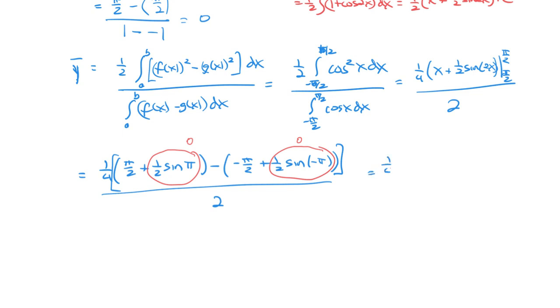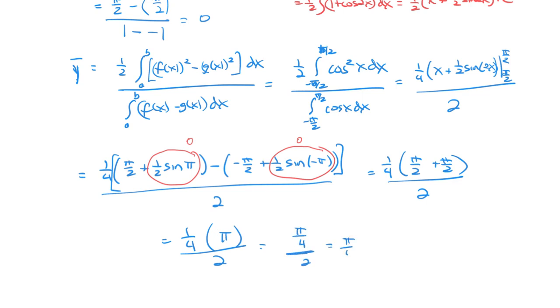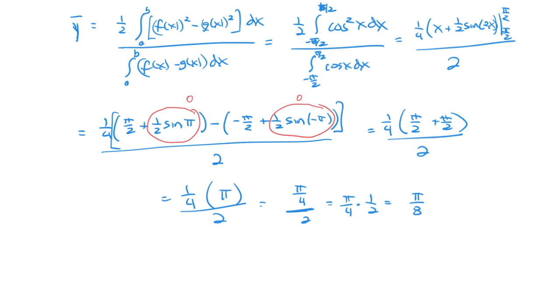So what we get on the top is 1/4 times pi over 2 minus negative pi over 2, which means plus pi over 2, with the 2 down here. So that's going to be 1/4 times pi, which is pi over 4, divided by 2, which is the same as pi over 4 times the reciprocal of 2, which gives us pi over 8. So that's y bar. That means the center of mass is going to be (0, pi over 8). Remember, center of mass is a point, right? It's got an x-coordinate and a y-coordinate, so we need these parentheses to show this is a point. The x-coordinate is 0, the y-coordinate is pi over 8. This is the center of mass.